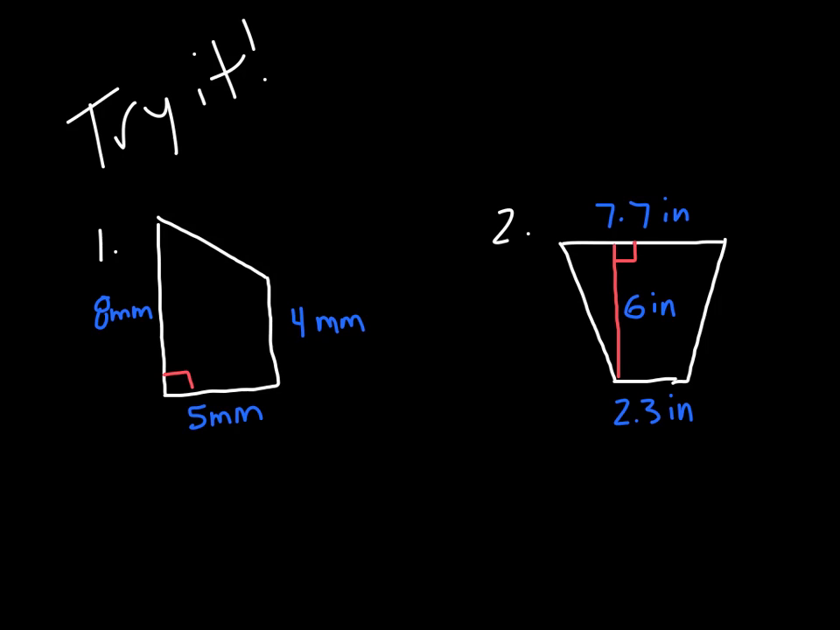On number 2, the 2 and 3/10 inches is representing this line, the 7 and 7/10 inch is representing this line, and the 6 inches is representing this line. Alright, the next page will have the answers. Make sure you're doing all your A's. You should have between 4 and 5 A's for trapezoids.